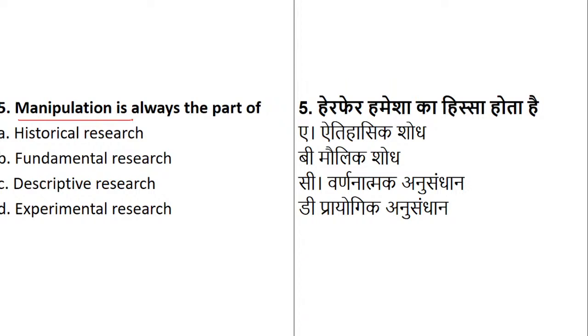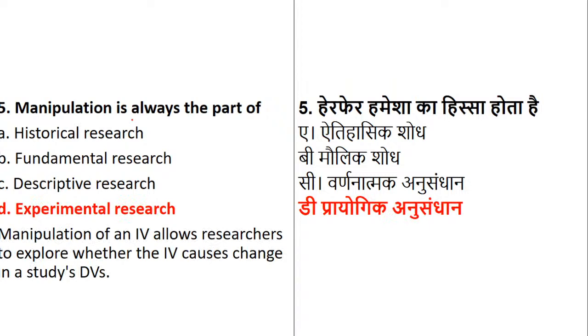Now see, no doubt the right answer is experimental, but listen, when we talk about manipulation, it is nothing but allowing the independent variable to explore the cause and effect relationship. If you remember, we have studied under experimental, it is cause and effect relationship. So in order to get the effect, it is important that there has to be certain manipulation, which is always a part of experimental research.